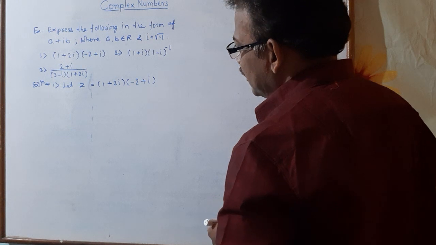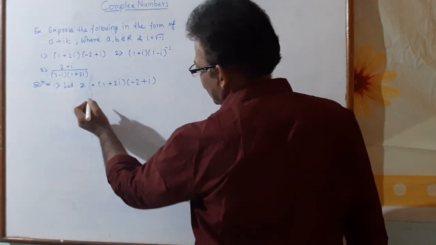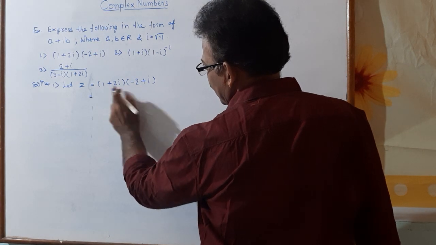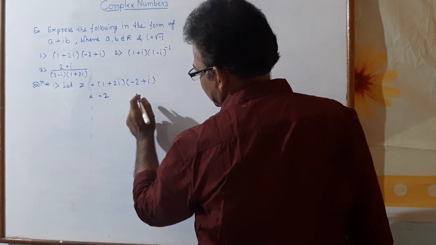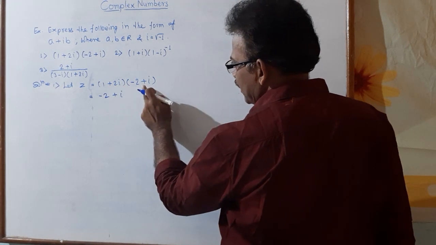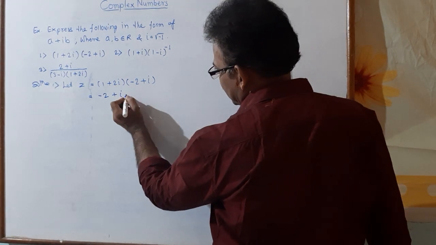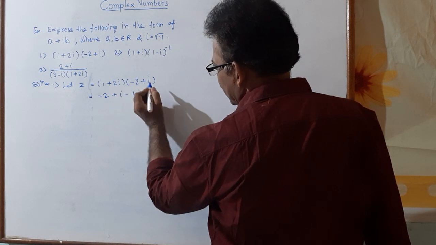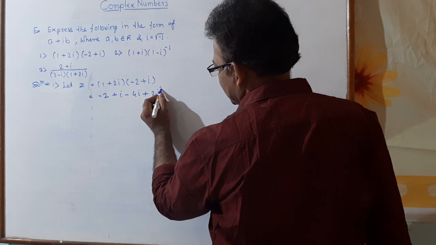And see here right side is nothing but product of two complex numbers. We know how to take product. First multiply by 1 to this complex number. 1 into minus 2, we get here minus 2. Then 1 into i, we get here i. Then multiply by 2i to this complex number. 2i into minus 2, that is minus 4i. Plus into plus, plus sign. 2i into i, we get here 2i square.